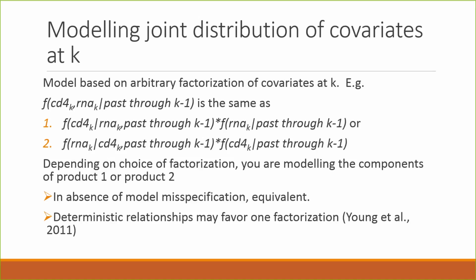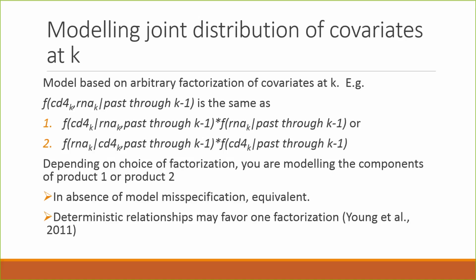So the way we model this is we pick a factorization and just model the components of that factorization. In the absence of any model misspecification, this is exactly the same thing, and it shouldn't make a difference. When there is model misspecification, your results could potentially be sensitive to this arbitrary choice of order. So one type of sensitivity analysis to model misspecification could be to just make sure, okay, if I pick a different order, does this make a big difference to my results? And you'd be worried if it did. That model specification is a problem.